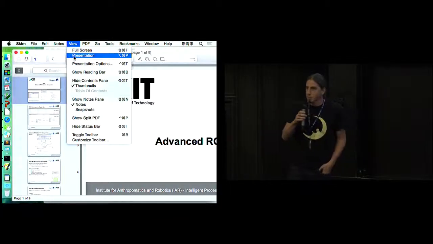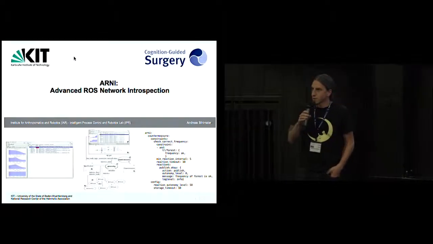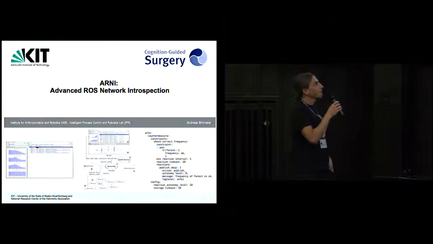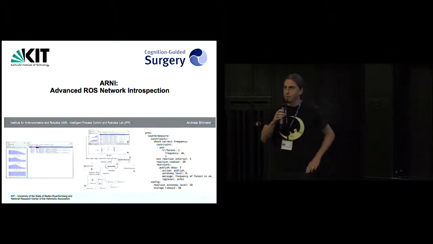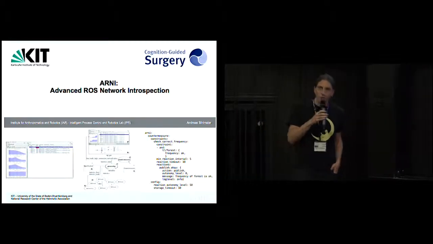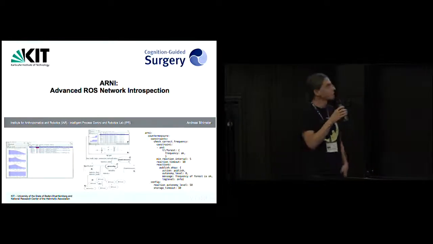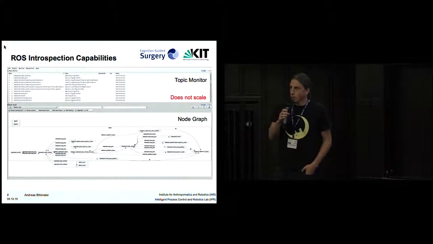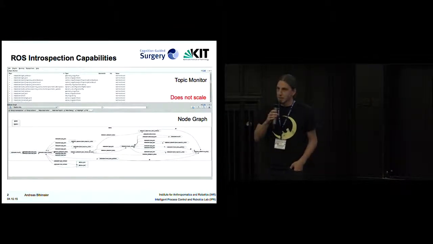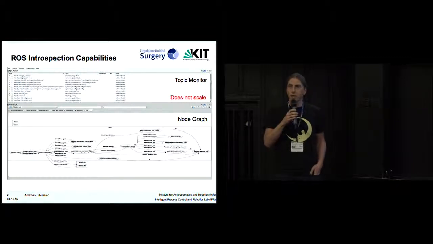So I promised some general purpose tools beyond surgical robotics yesterday, and this is one I want to present. It's called ARNI, Advanced ROS Network Introspection, also monitoring and automated countermeasures. ROS is great also for its introspection capabilities. However, they do not scale if you have a really large ROS setup.